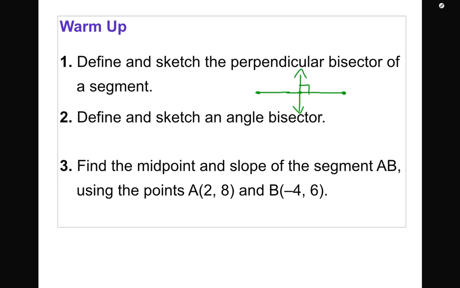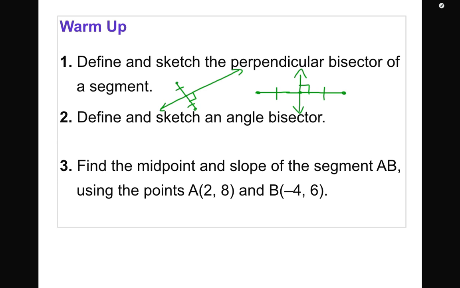Now realize the segment that's getting bisected doesn't have to be horizontal. So I could have drawn the segment this direction and made my line through it perpendicular bisector. I think we get to believing that the horizontal is always the one that gets bisected, and that's not always the case. Okay, number 2, define and sketch an angle bisector.